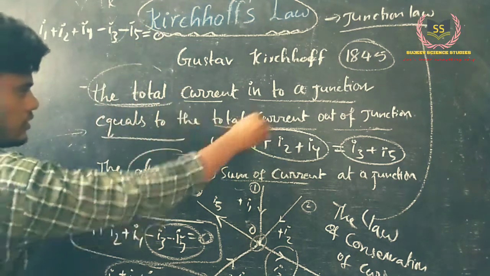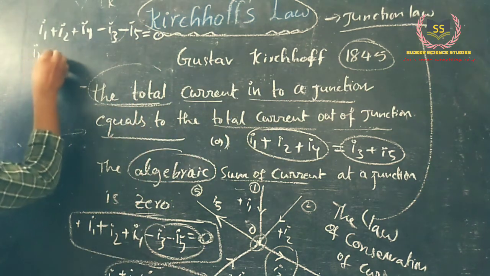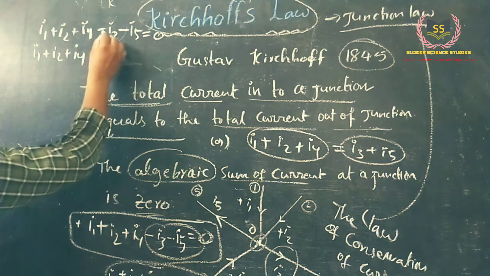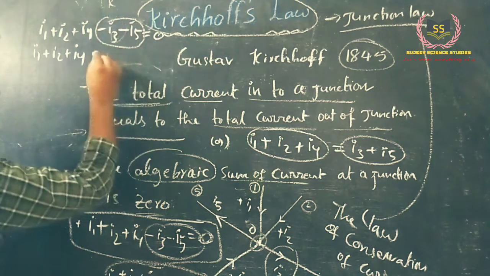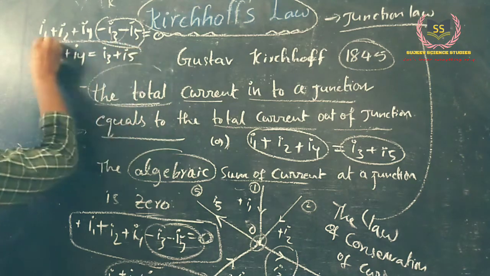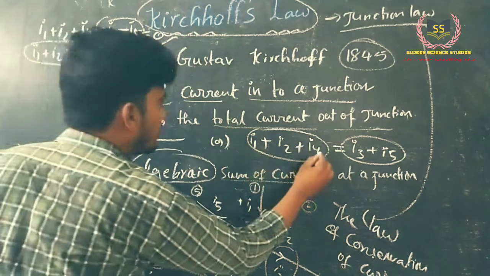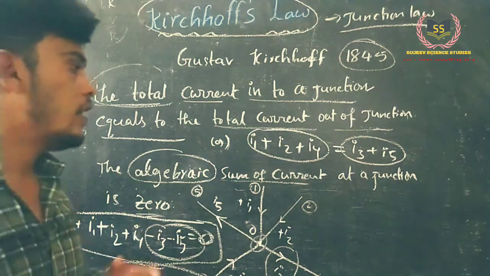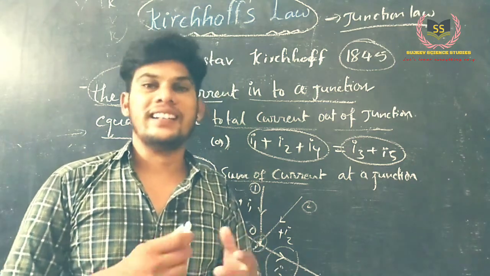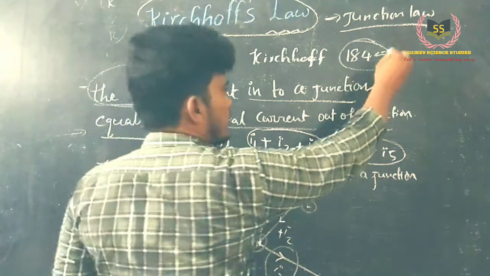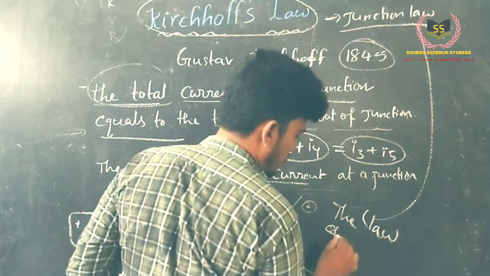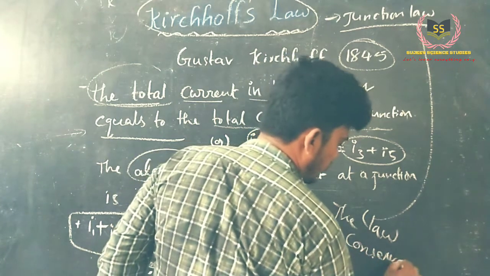From this we can derive this statement. Look at here, I1 plus I2 plus I4. If I bring these minus values to that side, then it is equal to I3 plus I5. So we get this statement. Look at here, this is about Kirchhoff's law, and it is also called as the law of conservation of current. It is also called as a junction law.